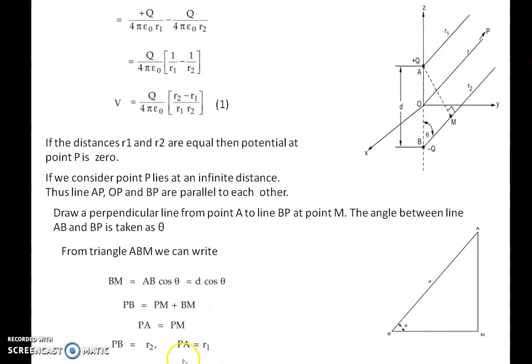But PA is R2, and so I can write PA is equal to PM, which is equal to R1. So PA is equal to PM equal to R1. And we know that PB is R2. So substituting all the values, you will get BM is equal to PB minus PM. We know that PB is R2, and we substitute PM as R1. We will get BM is equal to R2 minus R1.